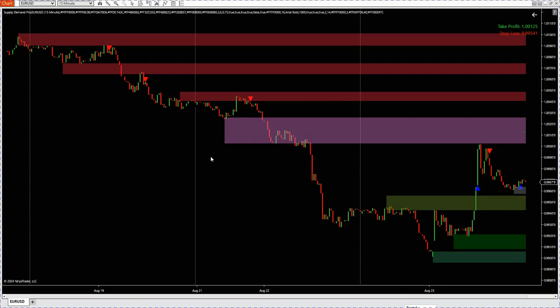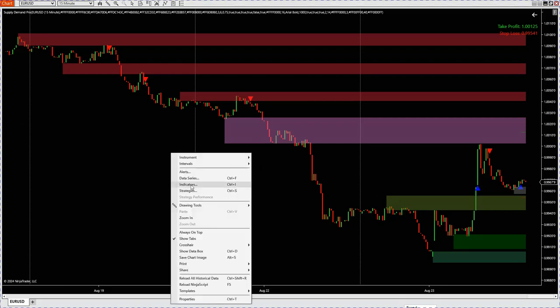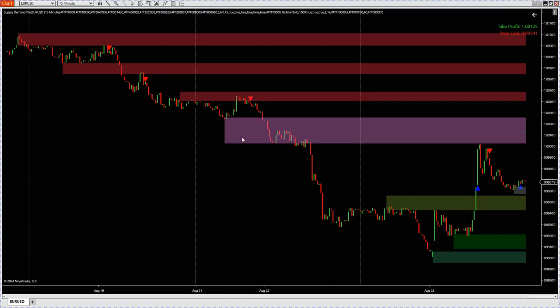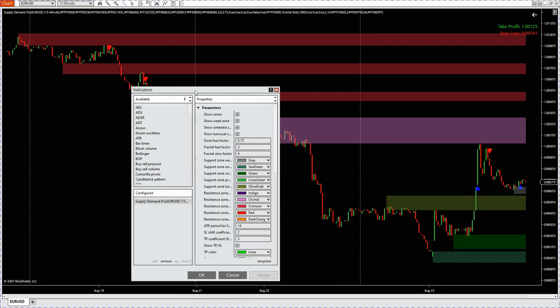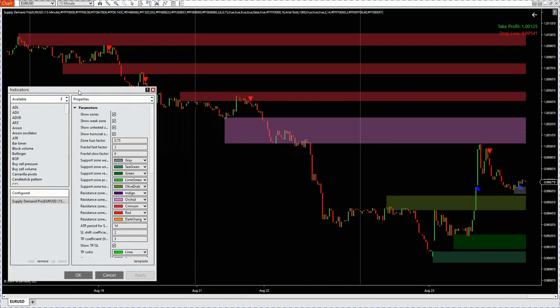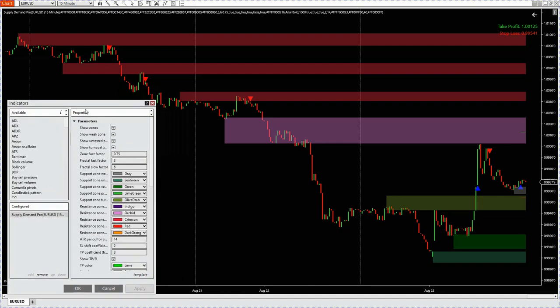So on this NinjaTrader platform, to get to the settings, you right click and go to indicator here, or you can hit Control I, and it brings up the settings. If you have multiple indicators, you have to highlight the particular indicator that you want the settings for. We only have Supply and Demand Pro here, so we don't have to do that. It automatically brings up the default settings for the indicator, and here they are.